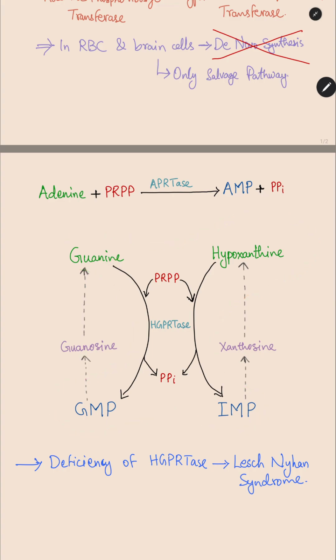Once again, guanine plus PRPP in the presence of HGPRTase gives us GMP and PPi, that is a pyrophosphate molecule, as a byproduct. And hypoxanthine plus PRPP in the presence of HGPRTase gives us inosine monophosphate, IMP, and a pyrophosphate molecule as a byproduct. So this is the salvage pathway.